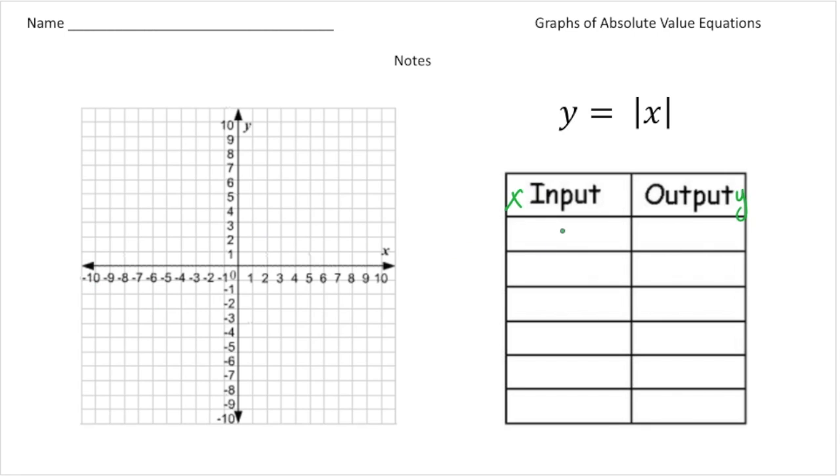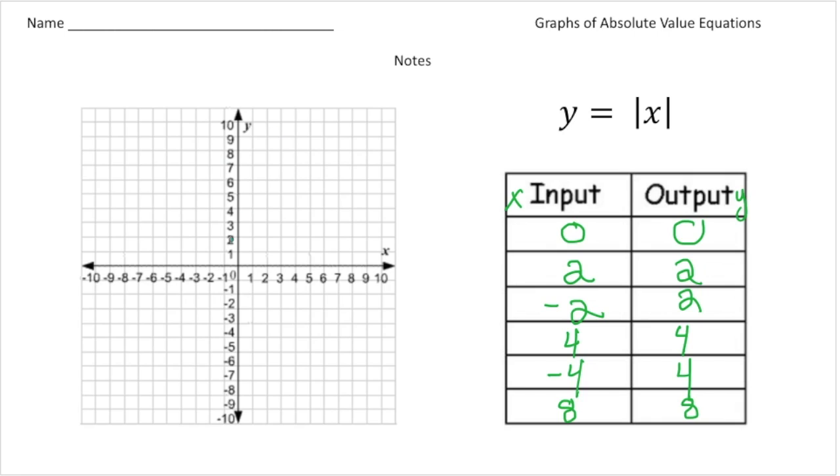So let's start off with 0. It's always good to start with 0. If I plug in 0, the absolute value of 0 is 0. And let's go with, say, 2. The absolute value of 2 is 2. And how about negative 2? Well, the absolute value of negative 2 is also 2. And let's go with, say, 4. The absolute value of 4 is 4. And let's go negative 4. The absolute value of negative 4 would also be 4. So hopefully you're seeing a pattern here where no matter what the x value is, whether it's positive or negative, the output is always going to be positive. So if we have positive 8 for the input, the output is going to be also positive 8.